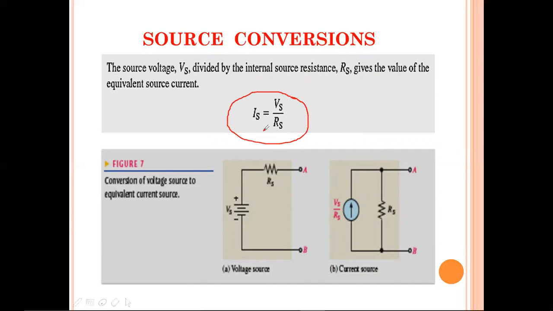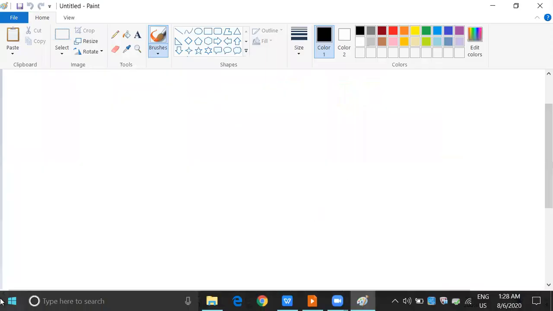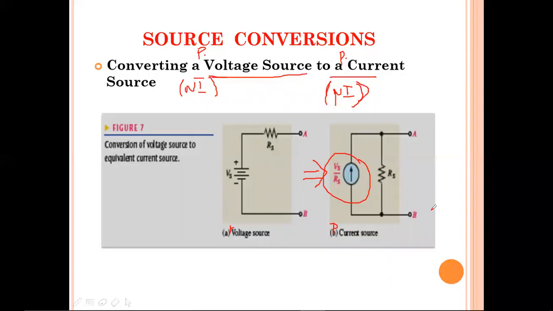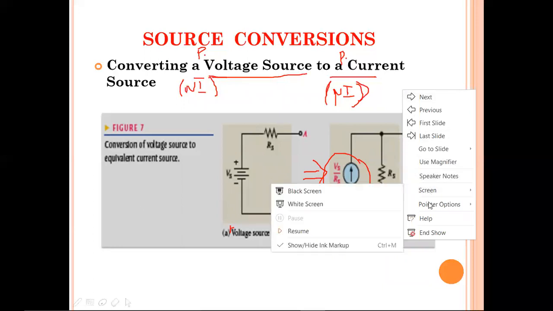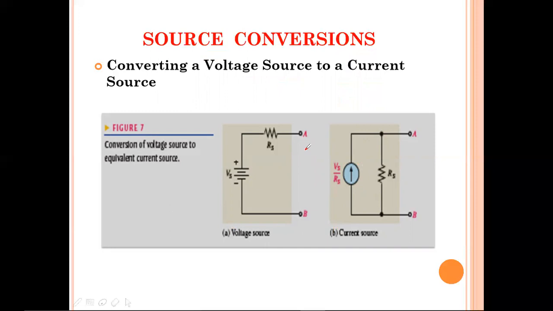So how does Is equal to Vs by Rs come to the picture? Let me understand this principle. Is equals Vs by Rs. How does this come about? By doing some derivation in our MS Paint software. If you look at this, let me look at this slide carefully. Let me take these screens.